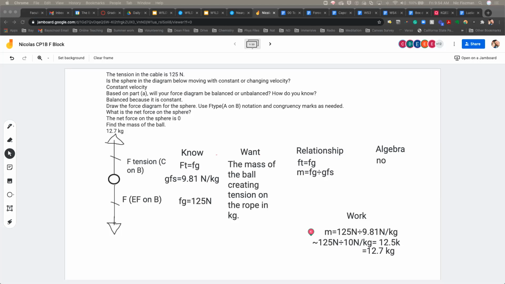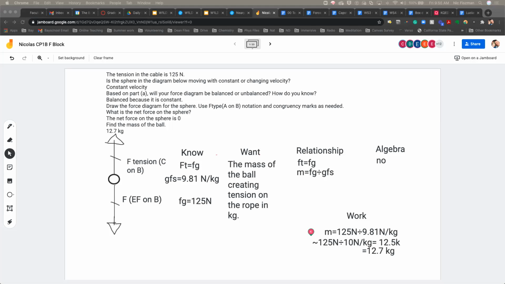So the things we know were that the force of tension equals the force of gravity, and the gravitational force equals 9.8 newtons per kilogram. And we wanted to figure out the mass of the ball creating tension on the rope, in kilograms. And the relationship is Ft equals Fg, and m equals Fg divided by Earth's gravitational field strength.